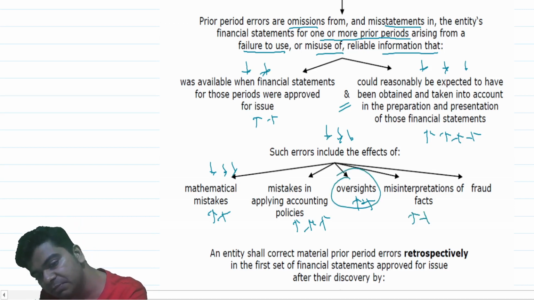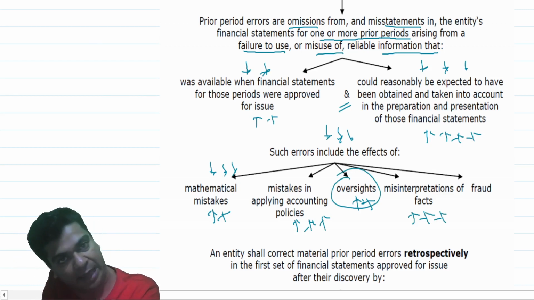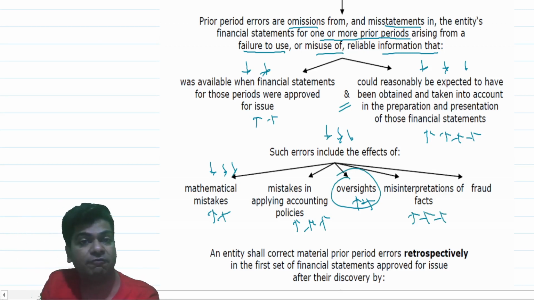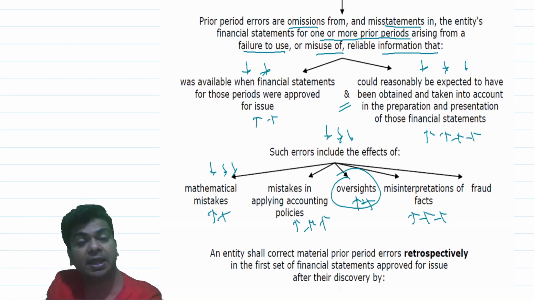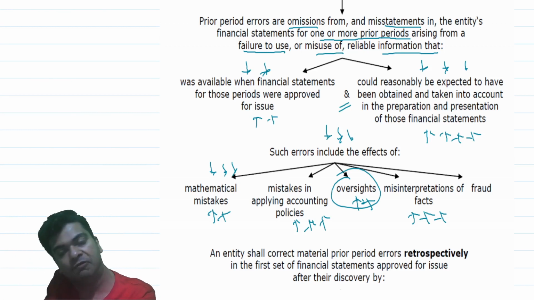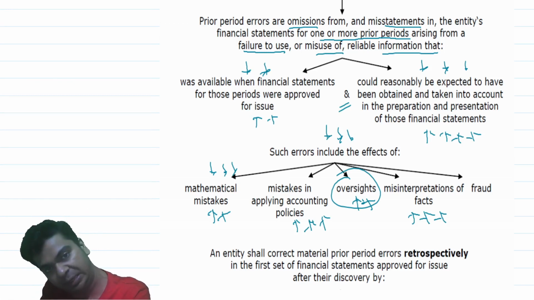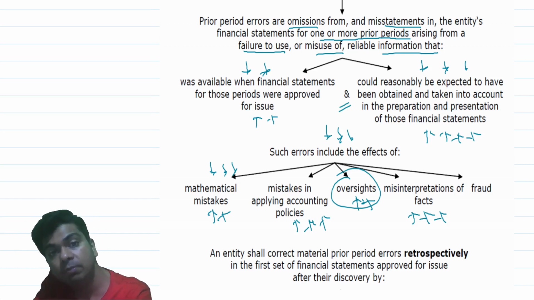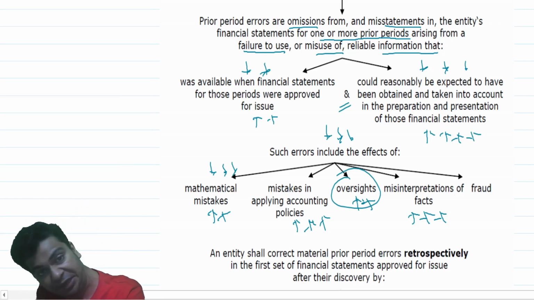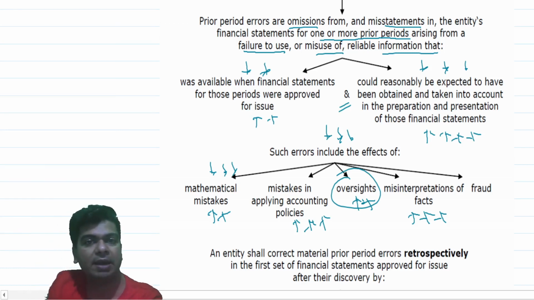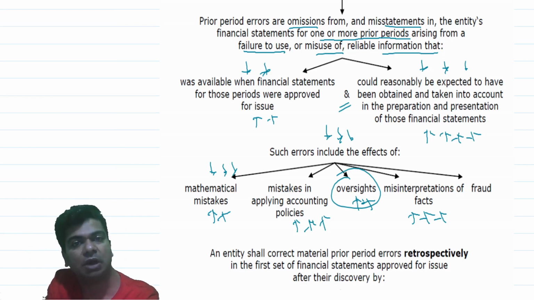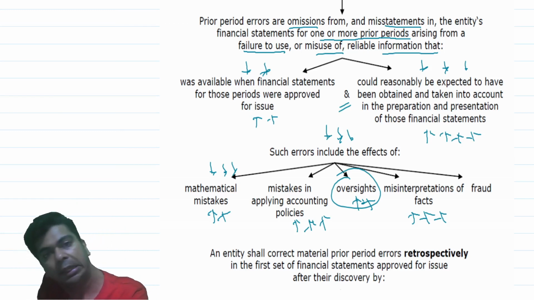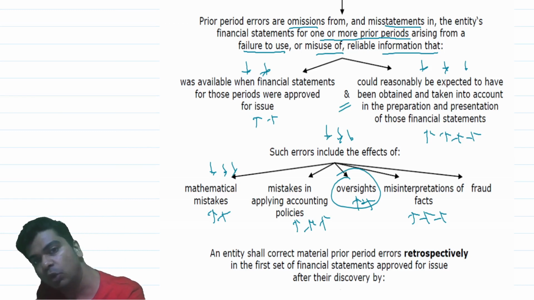Or there can be misinterpretation of facts. Even misinterpretation of facts can give rise to prior period errors. A misinterpretation of fact can be with respect to classification. For example, certain liabilities were required to be classified as current, but you misinterpreted the fact and you classified that as non-current. This can result in a current liability being shown as a non-current liability in the previous year, but that mistake is now finally detected in the current year. This can be a misinterpretation of fact.